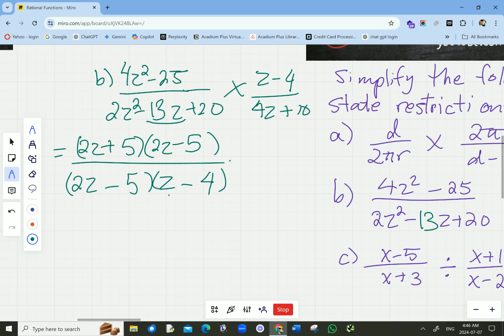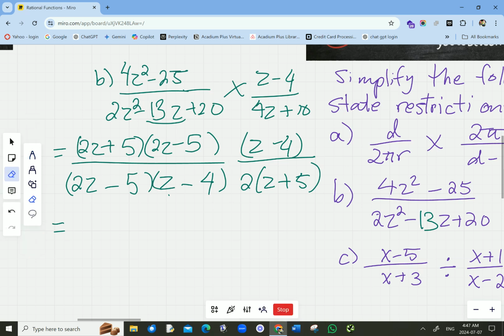All right, so now let's look at this second rational function. So we have z minus 4 in the numerator, which is good, over, we can factor out a 2 in the denominator. So we have 2 times z plus 5. That's interesting. All right, now equals. So remember when we multiply fractions, we just multiply the numerators and we put it over the product of the denominators. So we can just do that.